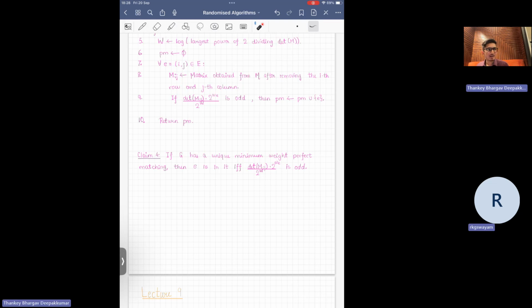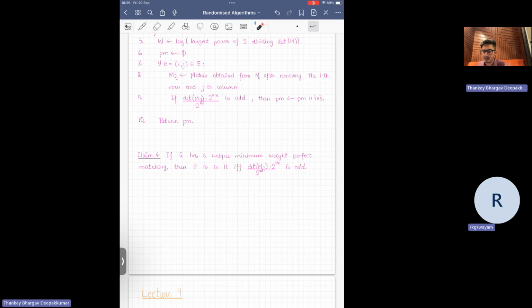Let me call this perfect matching sigma star. So now what this claim is saying is e is in sigma star if and only if this is odd, right? And look at all the edges that I'm adding to PM. I'm adding an edge if and only if this is odd. That is, I'm adding an edge if and only if it is in this unique minimum perfect matching sigma star, right? So not only am I returning a perfect matching, I'm returning that unique minimum perfect matching.